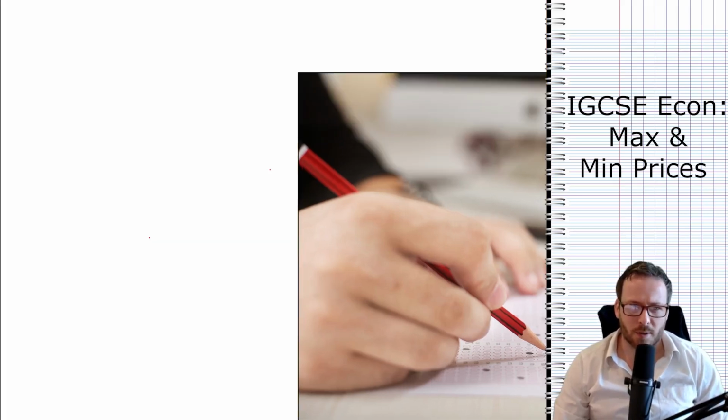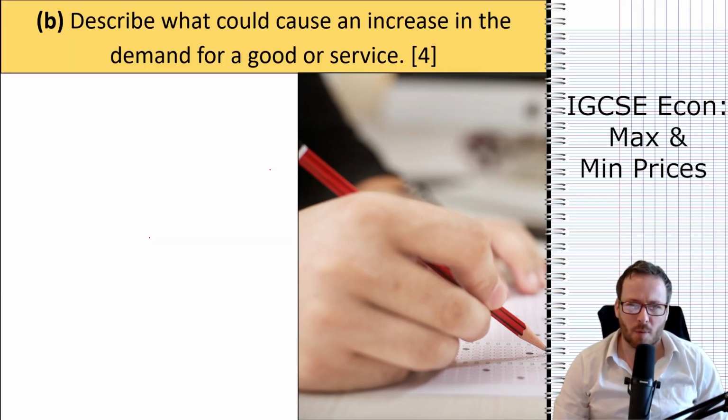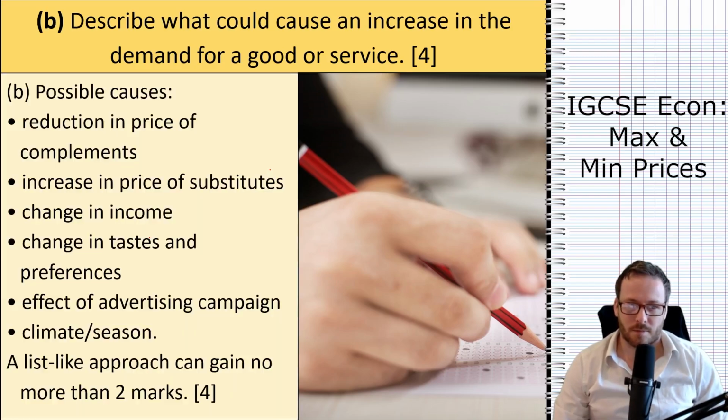All right, moving forward. A 4-mark question. What are some of the variables that could cause an increase in the demand for a good or service? And remember, an increase in demand is a shift to the right of the demand curve. An increase at every price level. There are so many variables. Reduction in the price of complements. So I sell earphones and iPhones. If iPhones go down in price, people will buy more earphones.